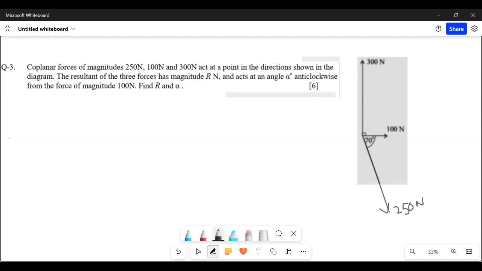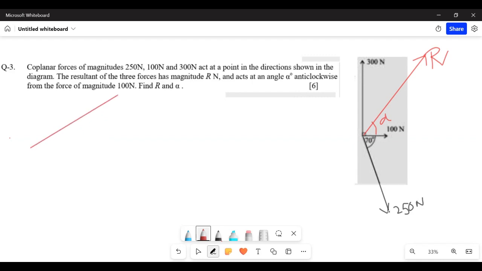The resultant of the three forces has a magnitude of R newtons and acts at an angle of alpha anti-clockwise from the force of magnitude 100 newtons. Find R and alpha. So there's a resultant force which would be in this direction. And we have to find the value of R, and they're telling you that the angle alpha it makes is anti-clockwise from the 100 newton force, so it's here.